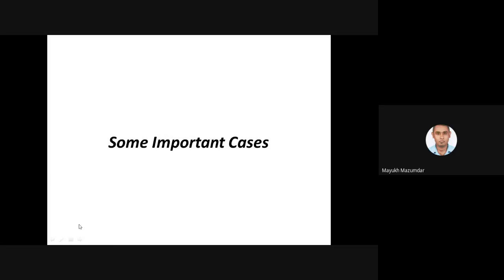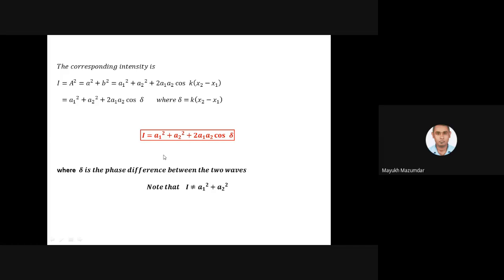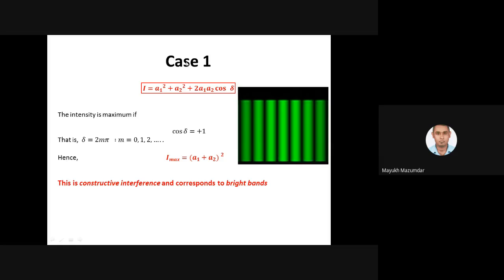Now, some important cases. Yes, you may be thinking, sir, you're right that this thing is changing, but how is it telling us where or when we will have maxima? The first case is when the intensity is maximum. That is, I am talking about these bright areas. Just mark my arrow. These areas are the bright areas. So how can I locate them? Or under what conditions am I supposed to get these bright bands? So the intensity is maximum.